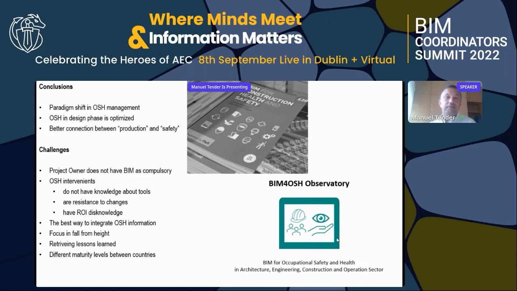How do I integrate the OSH information in a model? What's the best way to parameterize it, to put it in a graphic way in the model? We are trying to understand from the experience of some countries what is the best way. Most applications of BIM for OSH are focused on fall-from-height risks, so we must develop for the other risks. The challenge is retrieving what other countries are doing, and there are some mature countries doing applications of BIM for health and safety that are very interesting.